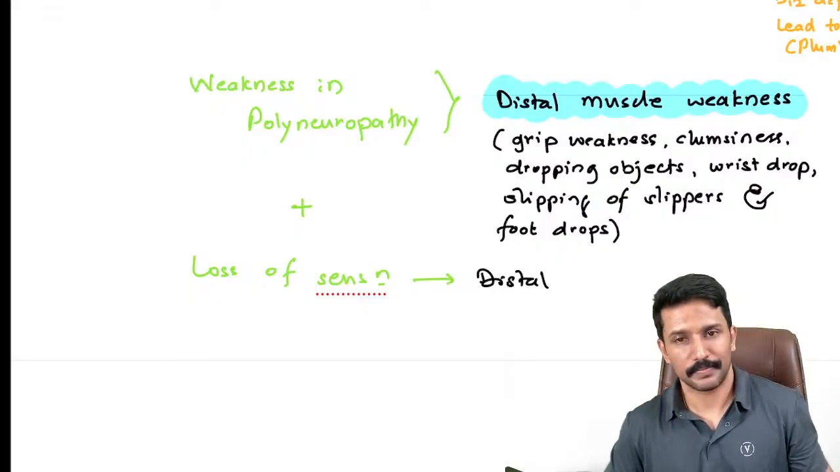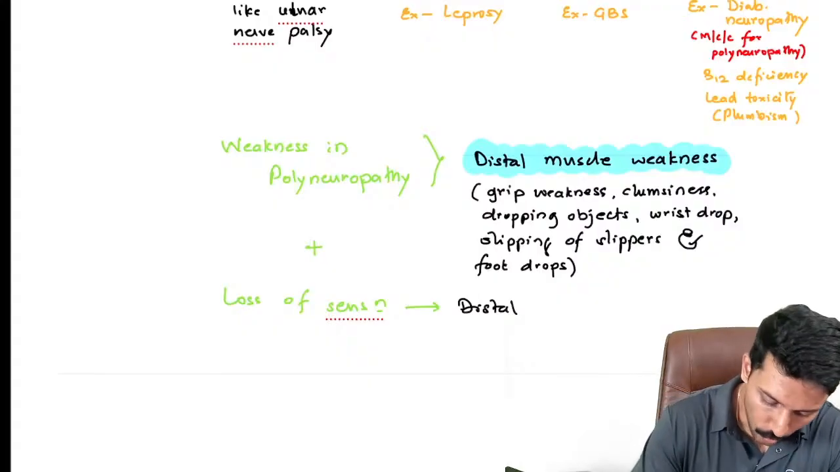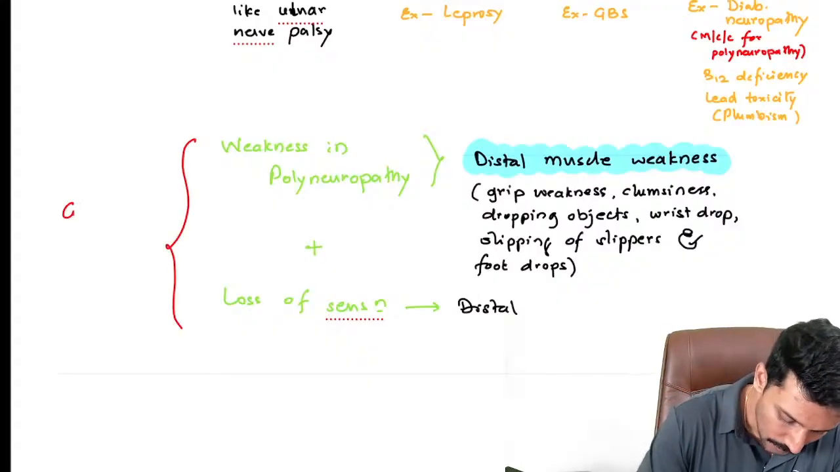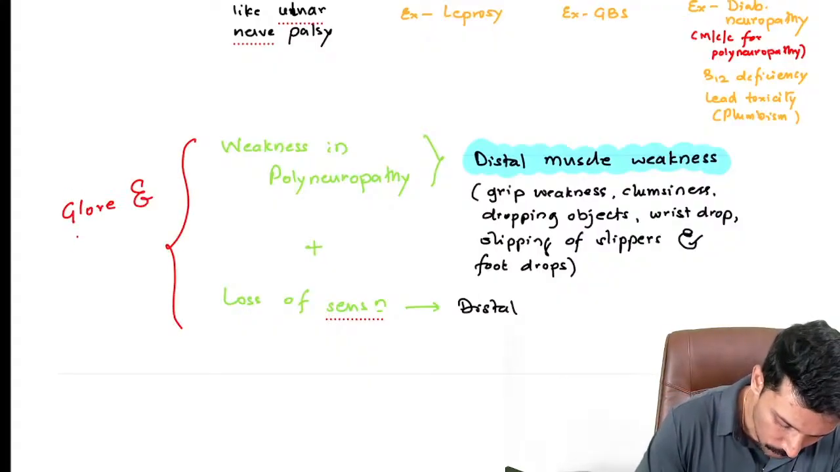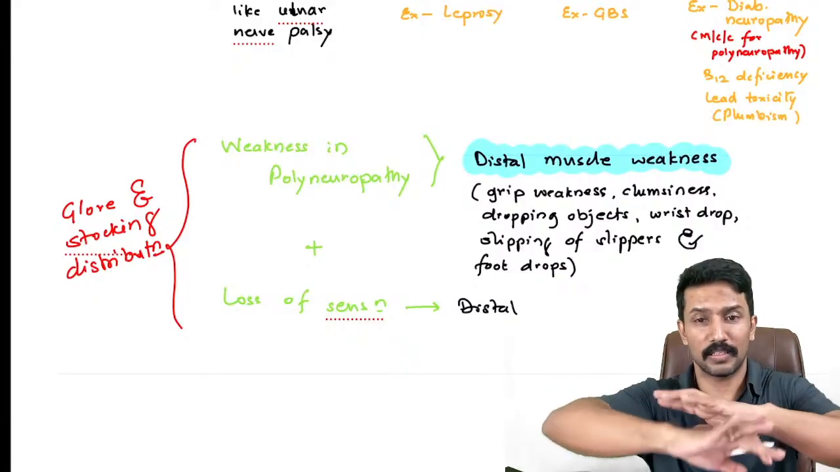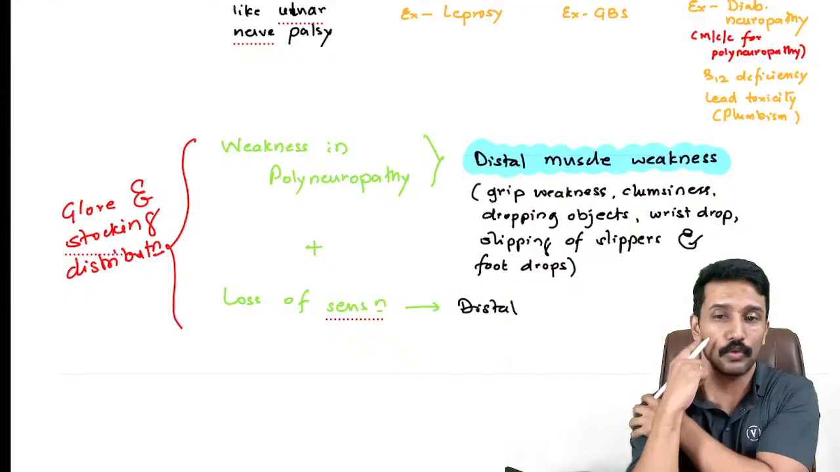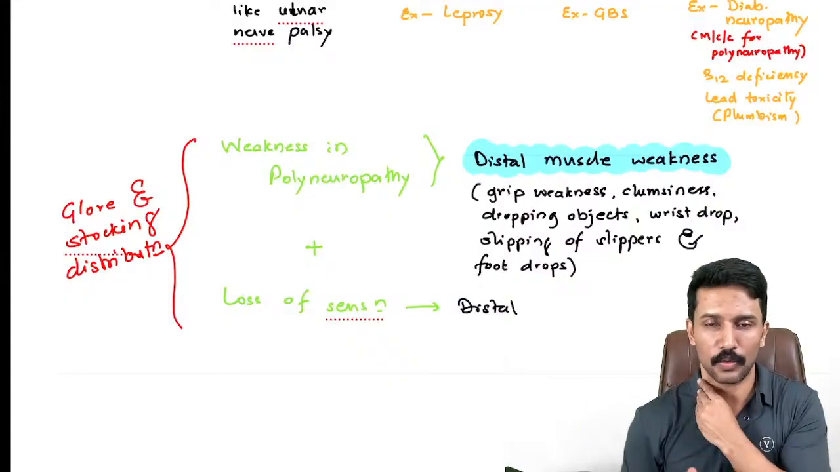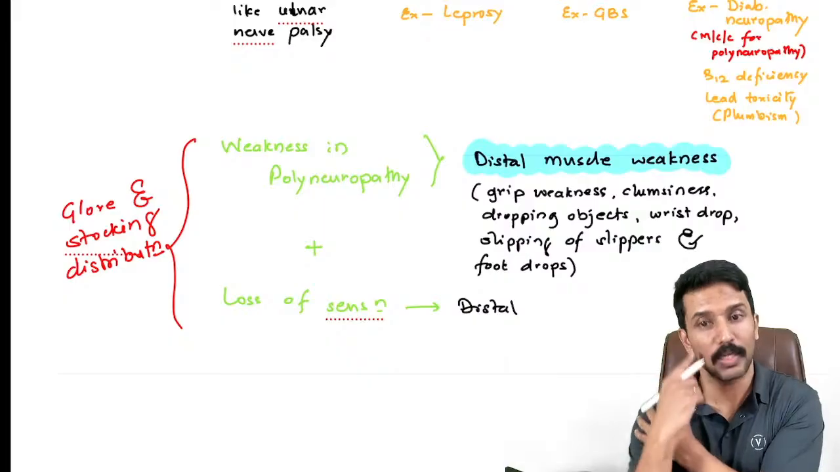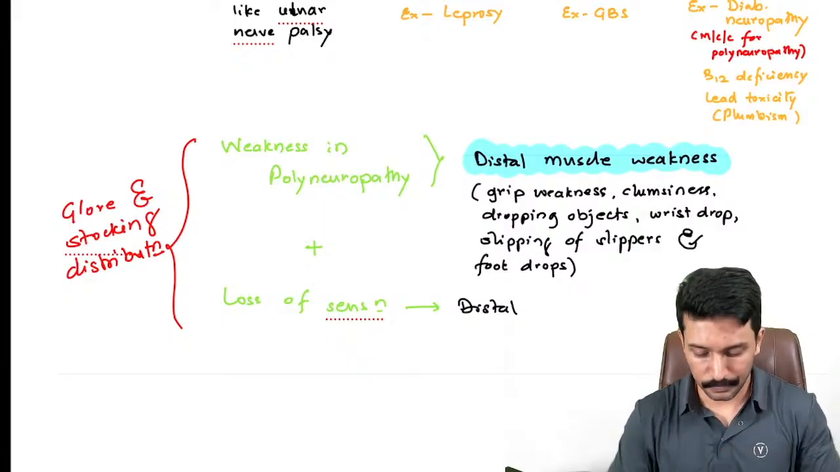And because sensation loss and muscle weakness are both distal, we also call this manifestation what? The glove and stocking distribution. Glove and stocking distribution. That is where we wear the gloves and stockings. So anyone who has distal weakness, distal loss of sensation is a case of polyneuropathy. Anyone who has proximal weakness, no face, no diurnal variation has muscle disorder. Anyone who has proximal weakness but also facial involvement and diurnal variation has neuromuscular junction disorder.